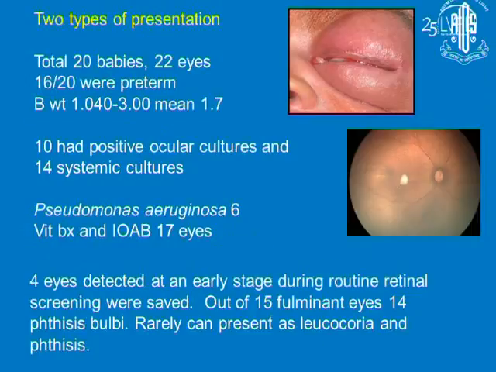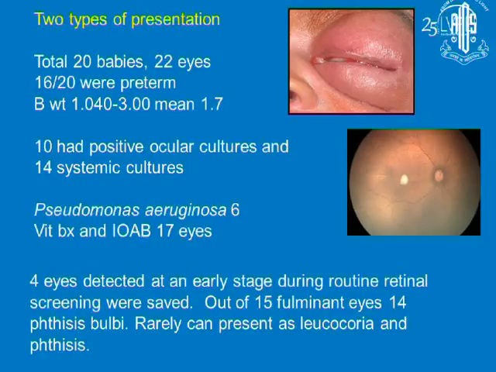So what we learned over the last 15 years was that a lot of these babies are premature babies who've been in NICU, and there are two types of presentations we see. One is a fulminant presentation, where the patient comes with lid edema, adnexal reaction, chemosis, and you see a very fulminant endophthalmitis. And a lot of these are Pseudomonas or Acinetobacter and gram-negative infections.